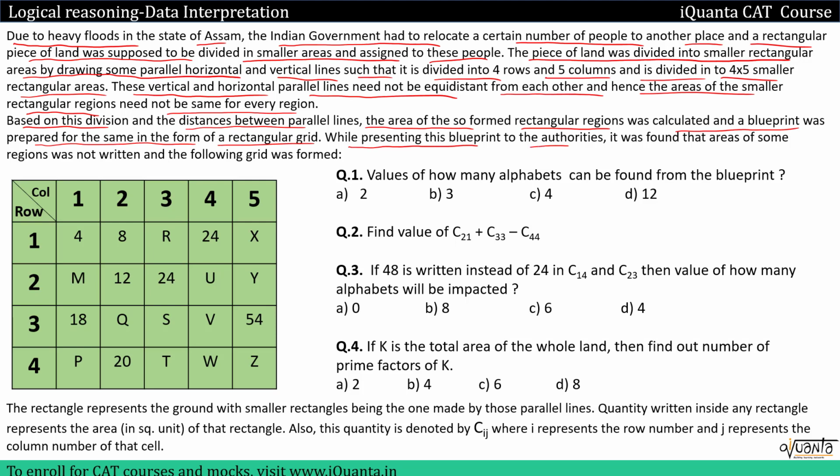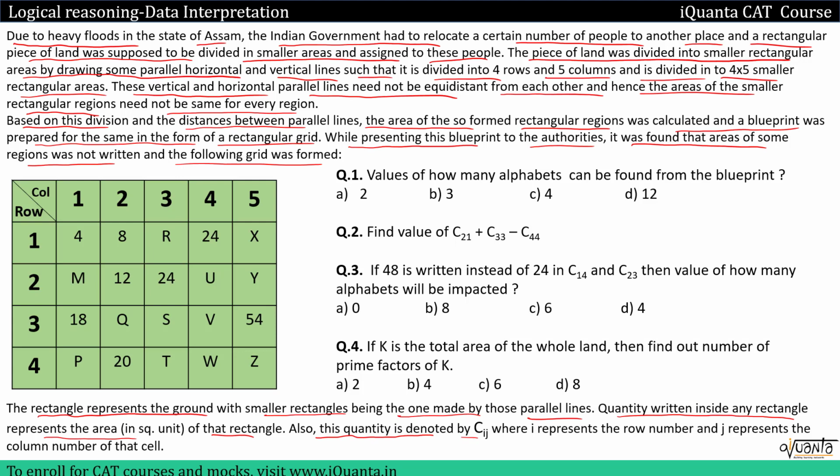While presenting this blueprint to the authorities, it was found that the areas of some regions were not written and the following grid was formed. So we can see that this is the piece of land. It is divided into 4 rows, 5 columns. We have some additional information over here. The rectangle represents the ground, with smaller rectangles being the ones made by those parallel lines. The quantity written inside any rectangle represents the area in square units of that rectangle.